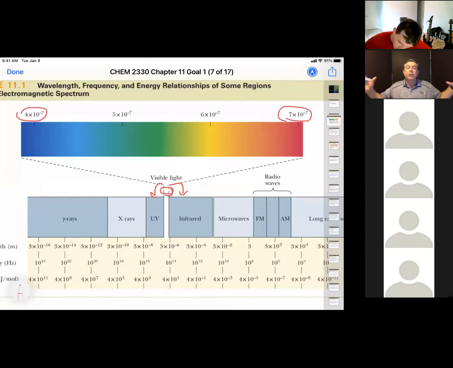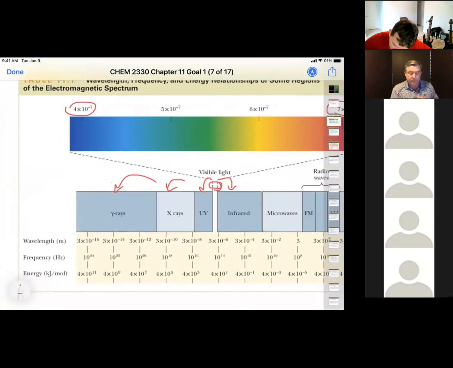However, there's a whole bunch of other things we can do. By going up to a higher frequency right here, we can get to X-rays and then all the way up to gamma rays. And notice the wavelengths are getting smaller and the frequencies are getting bigger, okay? So as the waves get closer and closer together, there's more of them that can happen in that 1 second. So frequency gets bigger the smaller the wavelength we have.